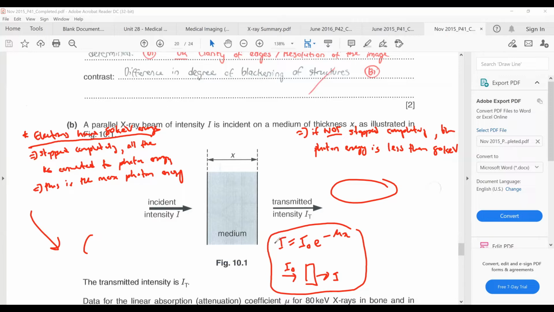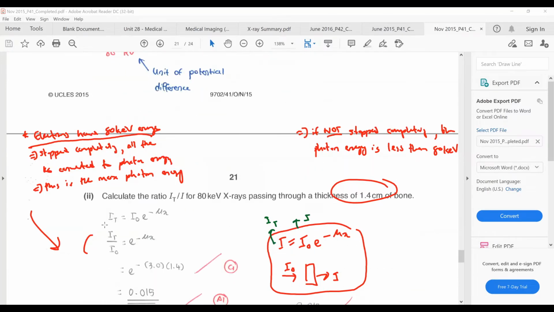This I will be, this I here would be IT naught. This I naught would just be I, following the question here. Okay, it's still the same form of the equation, just that the variables they've used are slightly different now. All right, so you use the same thing. IT equals I naught exponential negative mu x.